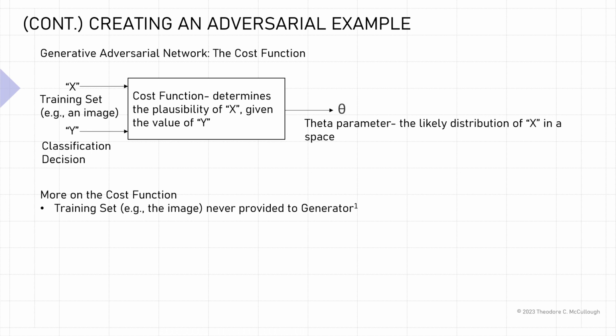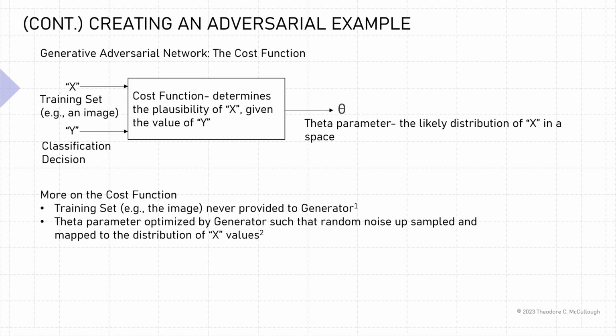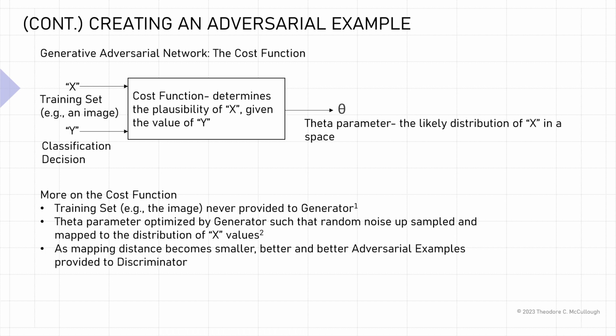What's interesting about the cost function is that it then passes this theta value to the generator, such that the generator actually never sees the actual x data or image itself. Notwithstanding the fact that it can't see this image, the theta parameter is optimized by the generator such that random noise is upsampled and mapped to the distribution of the x values. And then as this mapping distance becomes smaller, better and better adversarial examples are provided to the discriminator. Hence, really, the generator is basically passed noise and then the theta parameter, and it attempts to upsample or modify this noise to the theta parameter.